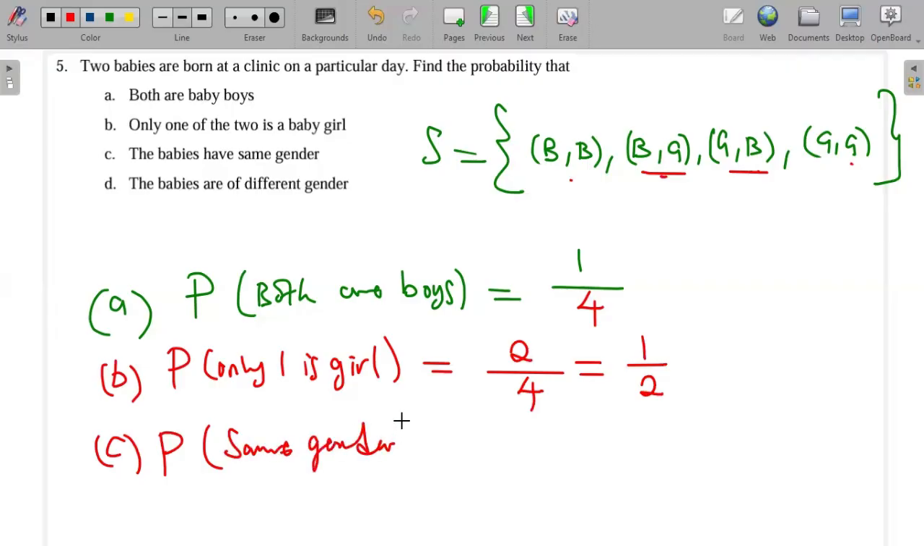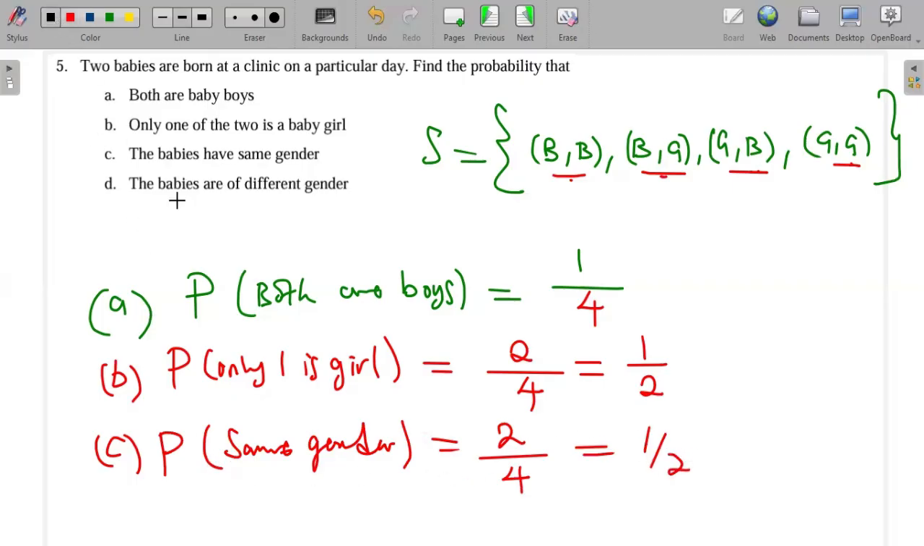Okay, so same gender simply means they are both boys or they are both girls. So when I go to my sample space here, where can I see both boys and both girls? You can see here 1 and then 2. So the number of favorable outcomes from the sample space is just 2. And then I divide by the total number of outcomes, which is 4. And this is just going to give me 1 over 2.